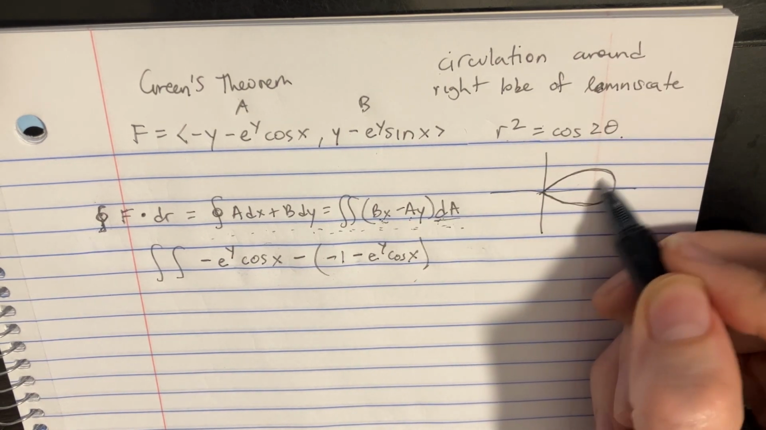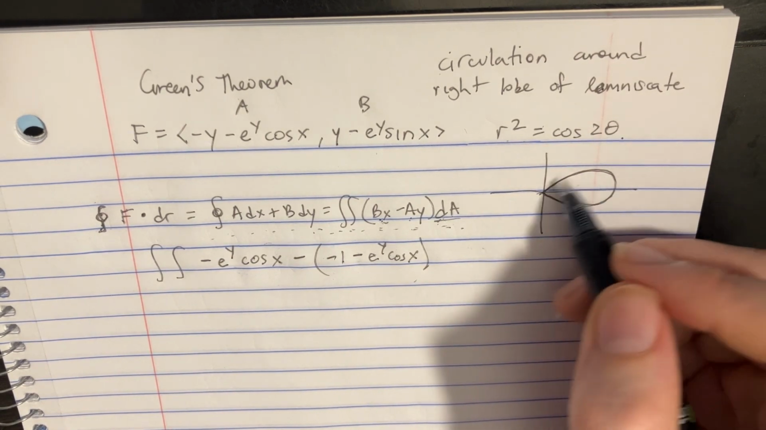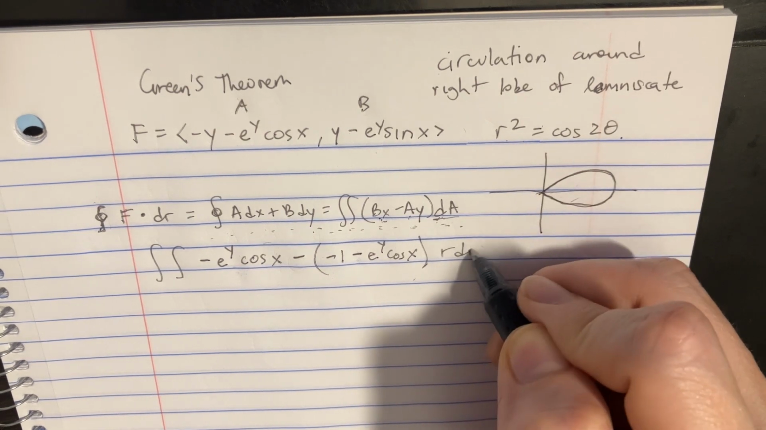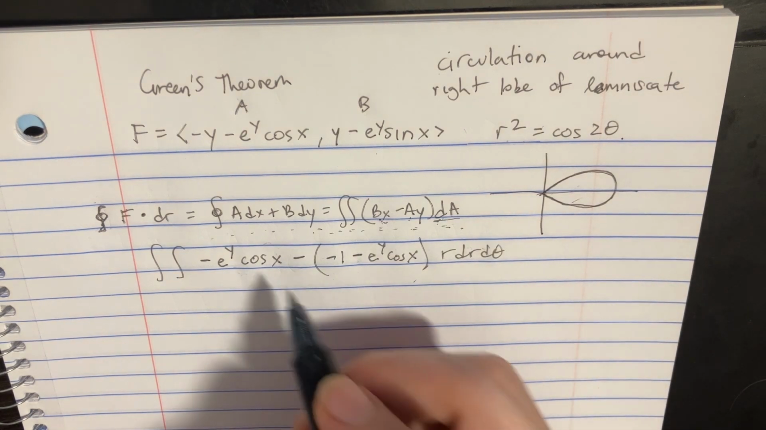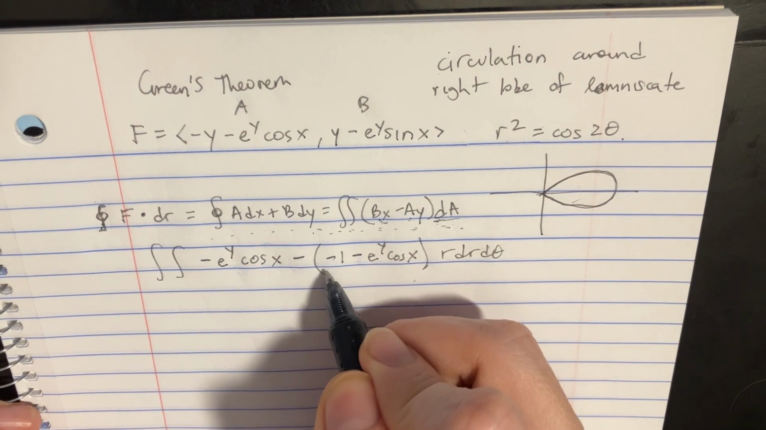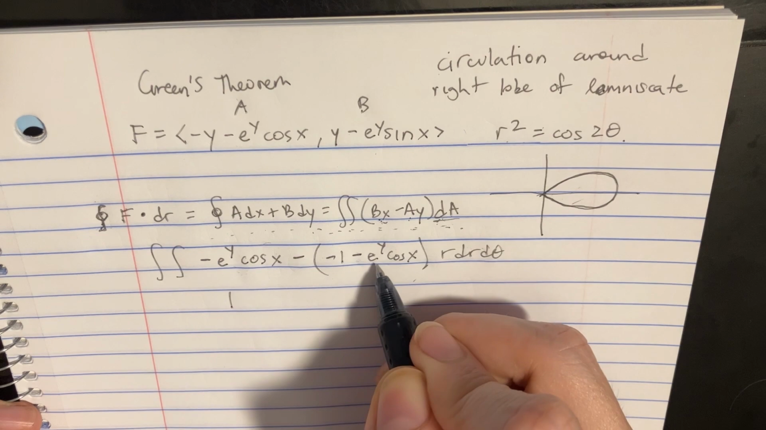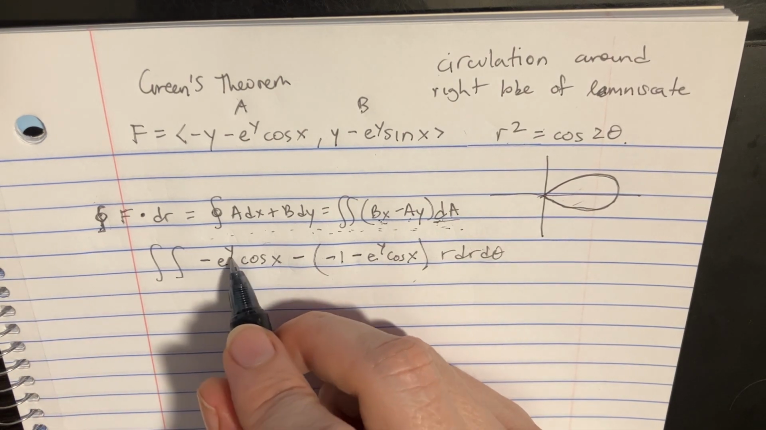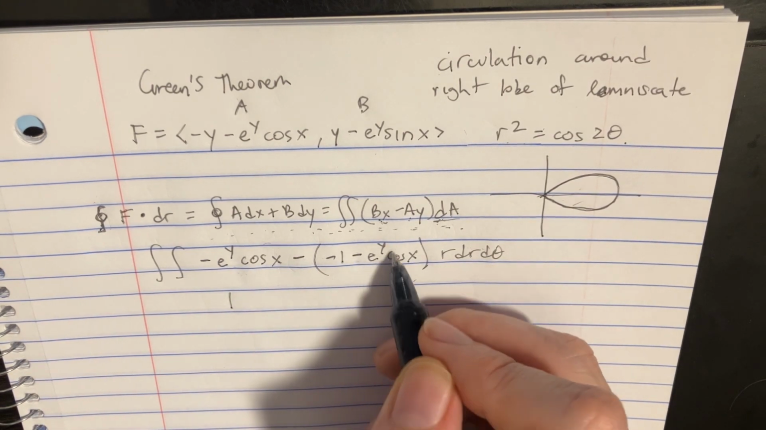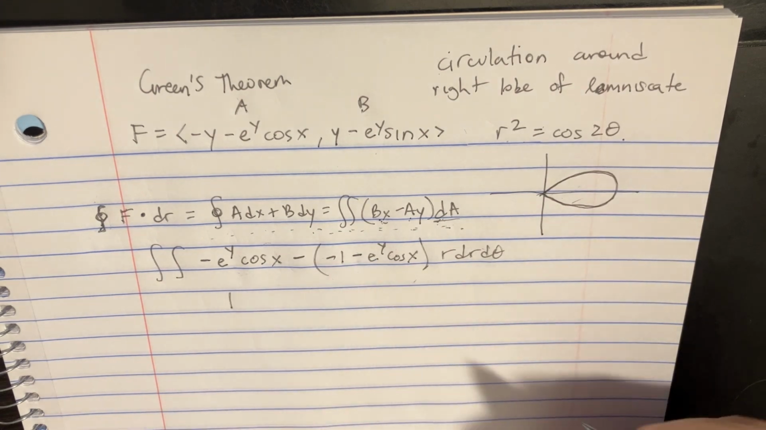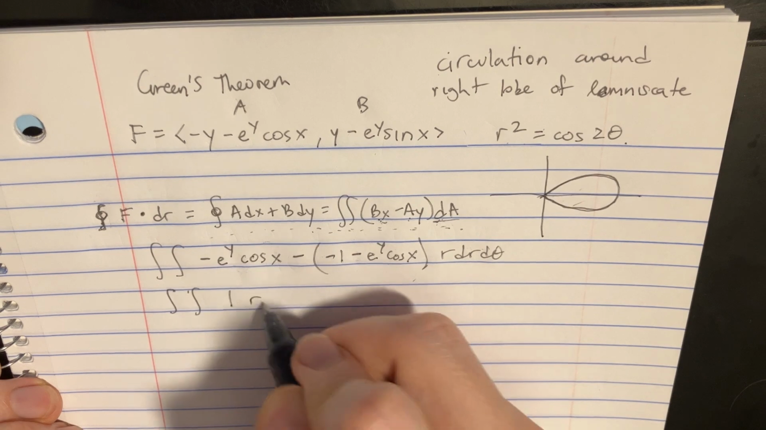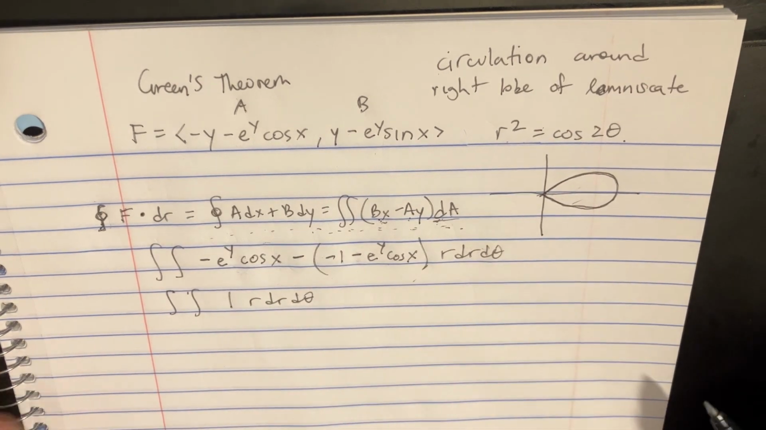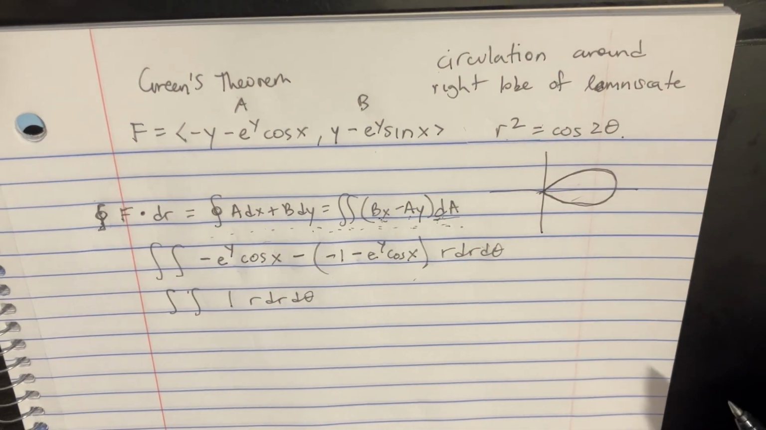And dA is right here. But I think we can parameterize this and say r dr d theta if we're going to use polar coordinates. Now, if I try to solve this in here, I'm going to get a 1. And then, isn't this just negative e to the y cosine x plus e to the y cosine x? I think that's all just going to go away. And so we're just going to be integrating 1 r dr d theta. Well, I think that's pretty easy.